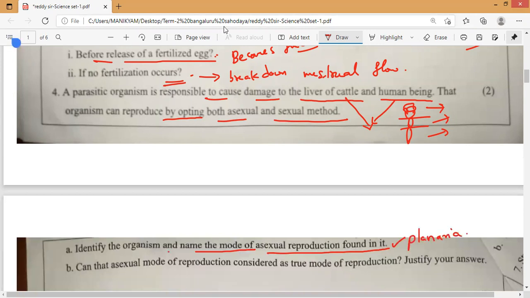Now, what is the method of reproduction the planaria follows, guys? Anybody? Regeneration, sir. Yeah, regeneration, that is what happens. Remember, planaria can also be called liver fluke, and that is the reason it damages the liver. Another name of planaria is liver fluke, which reproduces by regeneration.